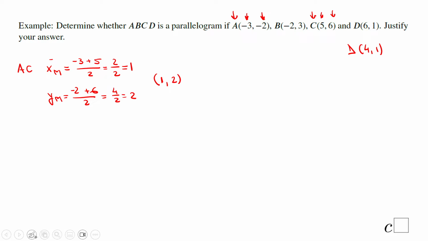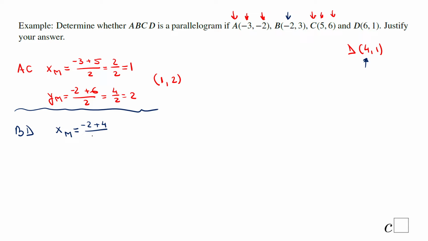Well, we're going to do the same thing for the other diagonal, BD, and I'm going to call it XM. It might be the same, it might be different, but I'm going to call it the same. But like I said, I want to give you a warning: sometimes you may want to change it, so you don't get confused. Okay, we're going to add the x coordinate of point B, -2, and point D, 4: -2 plus 4 over 2, that will be 2 over 2, that will be 1.